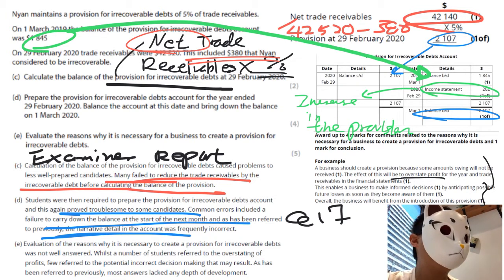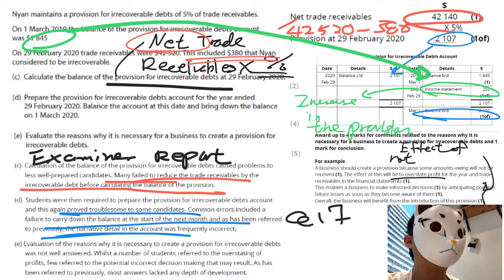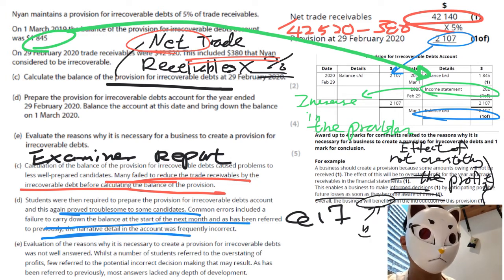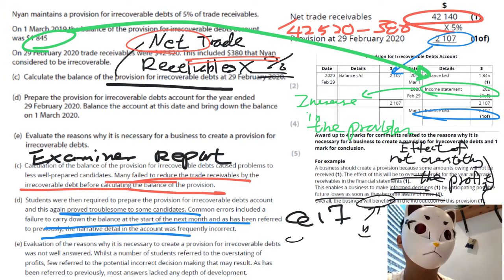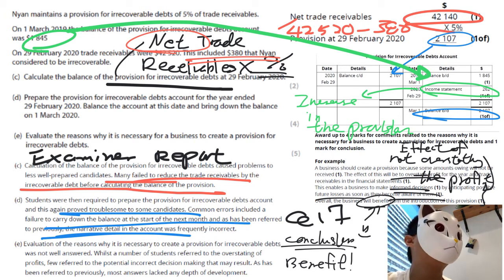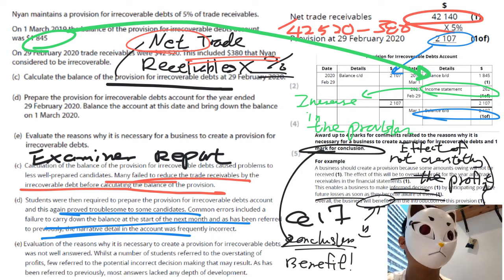This is the effect of not overstating the profit: you can make informed decisions and be aware of the future losses, and there will be a benefit. So this is the conclusion. The conclusion is the benefit. Remember that. You benefit from not overstating. So remember you have 1 mark for conclusion: you can benefit from not overstating it.